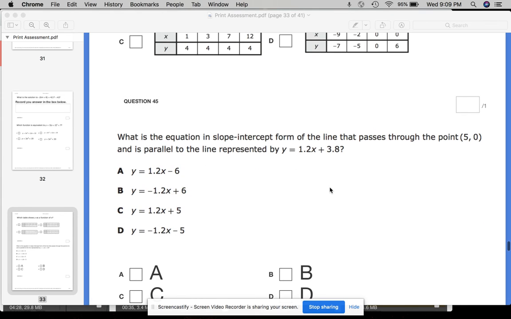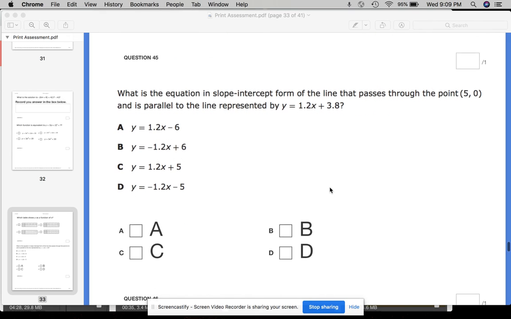Question 45. What is the equation in slope-intercept form of the line that passes through the point (5, 0) and is parallel to the line represented by y equals 1.2x plus 3.8? A, y equals 1.2x minus 6. B, y equals -1.2x plus 6. C, y equals 1.2x plus 5. D, y equals -1.2x minus 5.